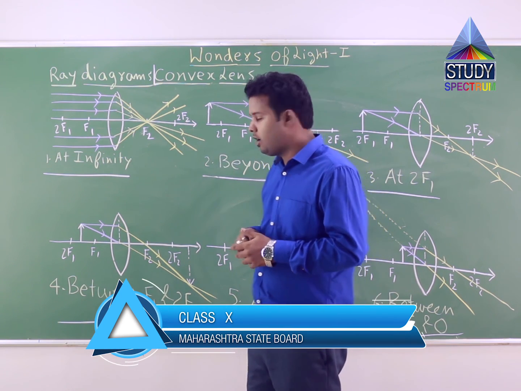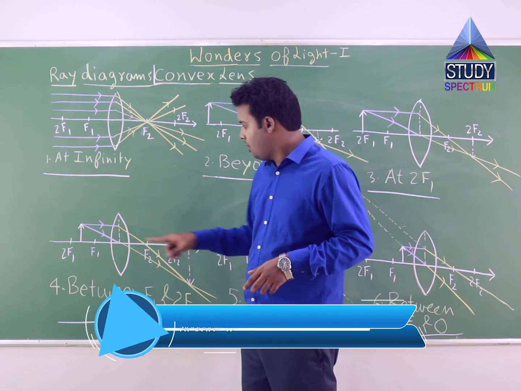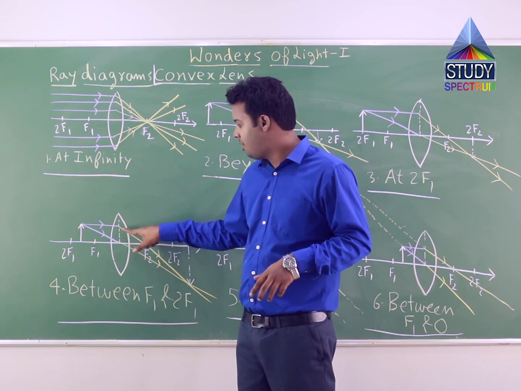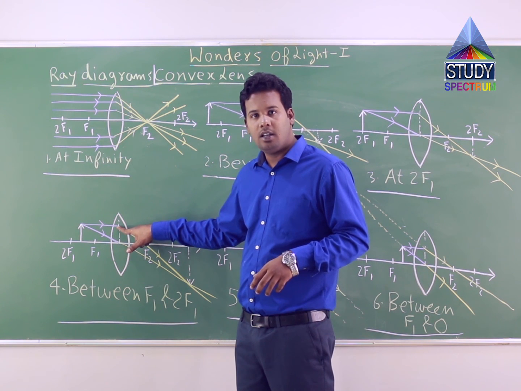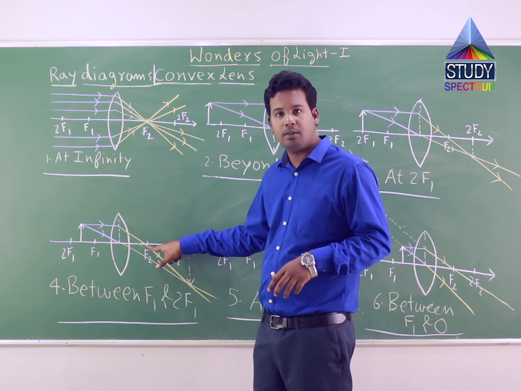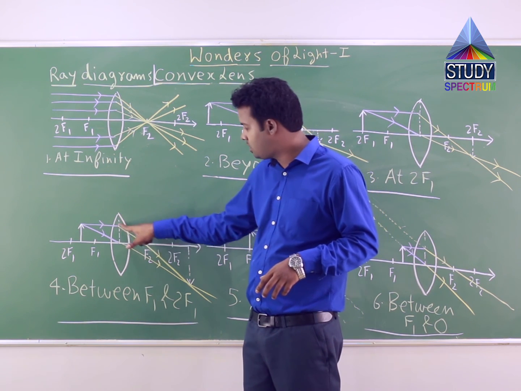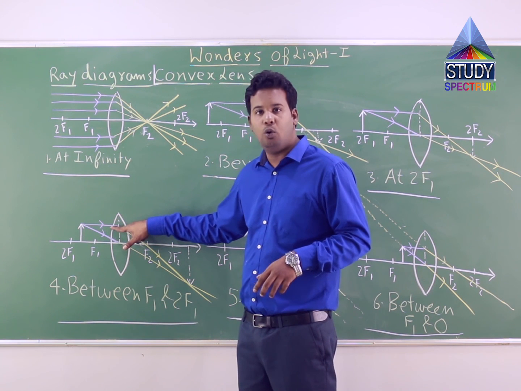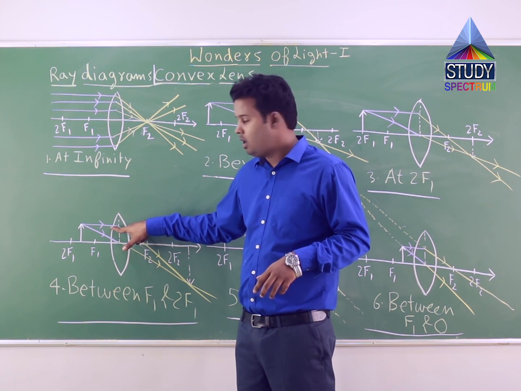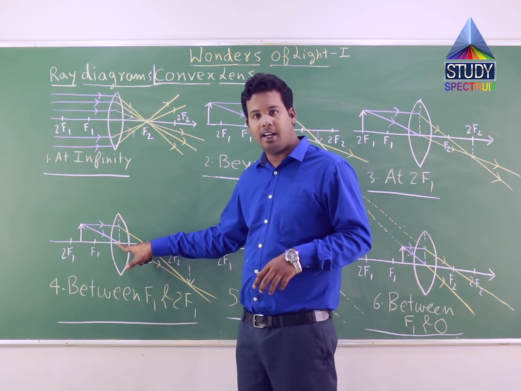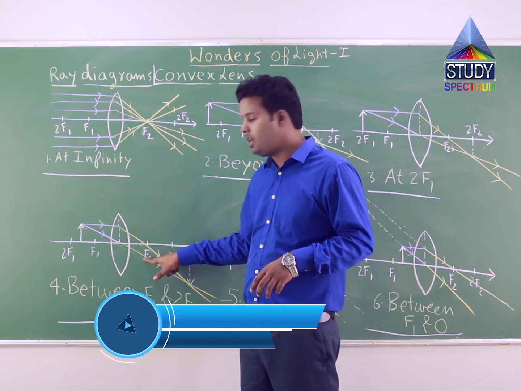Now using the rules of ray diagram, once again, one incident ray is parallel to this principal axis. When it hits the lens, it gets refracted, converges, and should pass through f2, and actually it is passing through f2. You can see this yellow line as the refracted ray for this above blue incident ray. Correct?